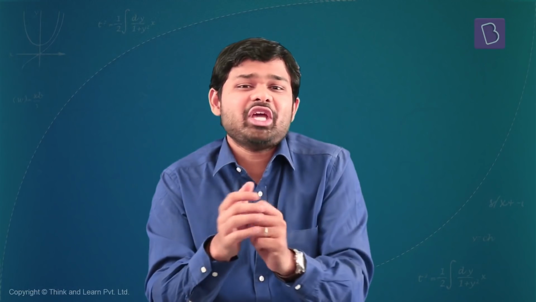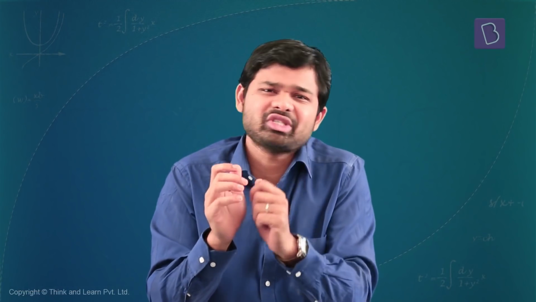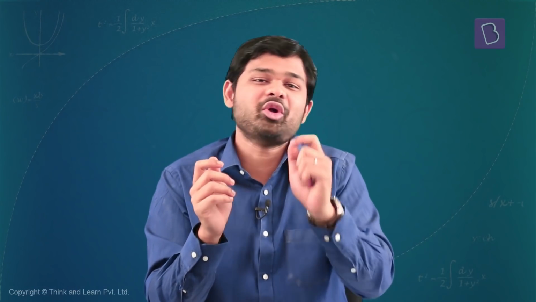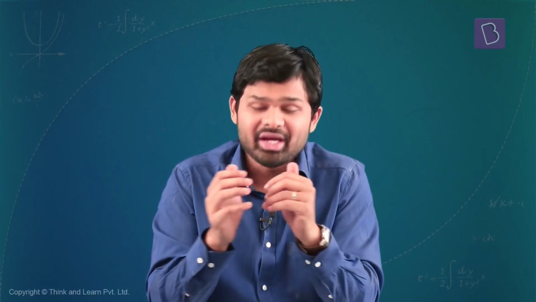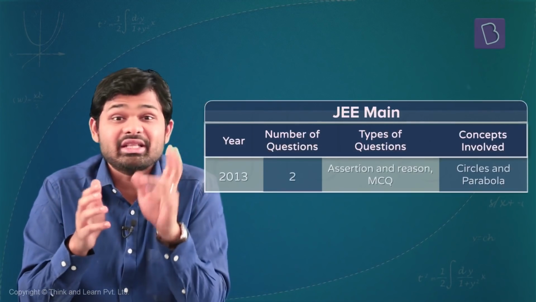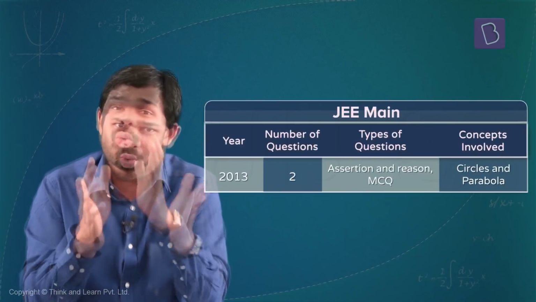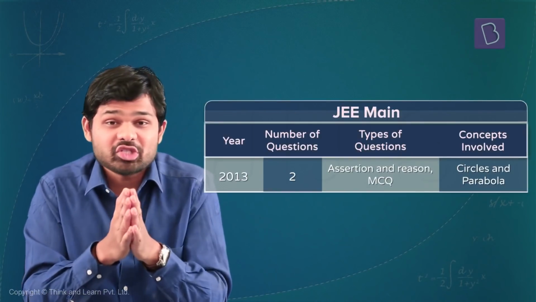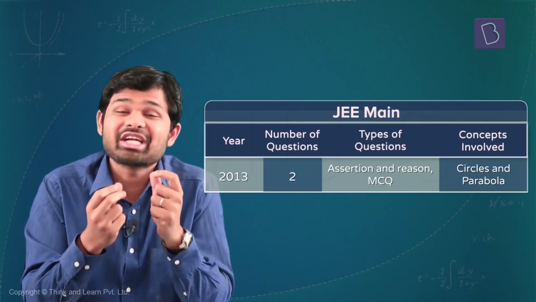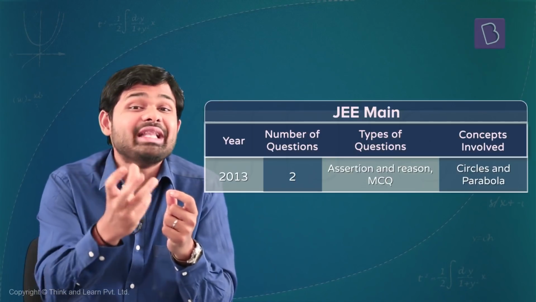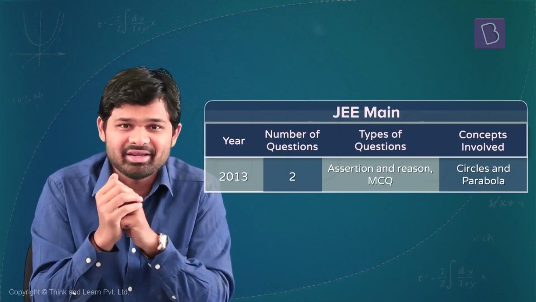If you take the case of the JEE Main examination, in the past 6 or 7 years, every year, 1 or 2 questions have definitely come. Take the case of 2013. There were 2 questions from parabola. One assertion reasoning type of question, one straightforward multiple choice question. And both these questions had concepts of a circle and parabola intertwined.